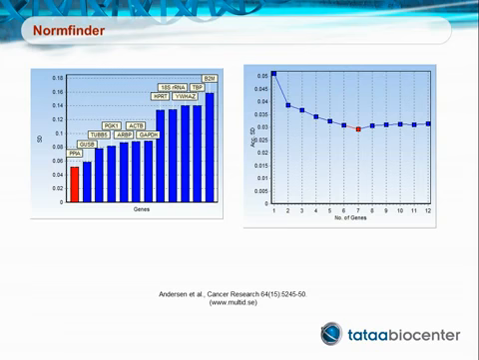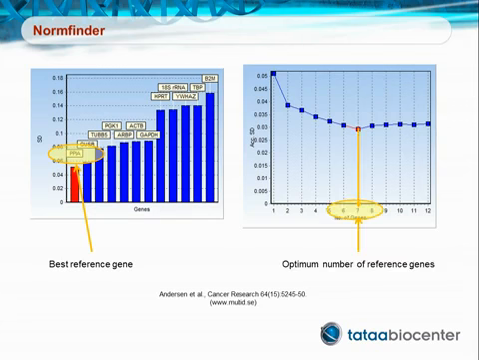The result of reference gene selection will give you the best reference gene, and it's also possible to identify the number of reference genes that will give you the best precision in your analysis.